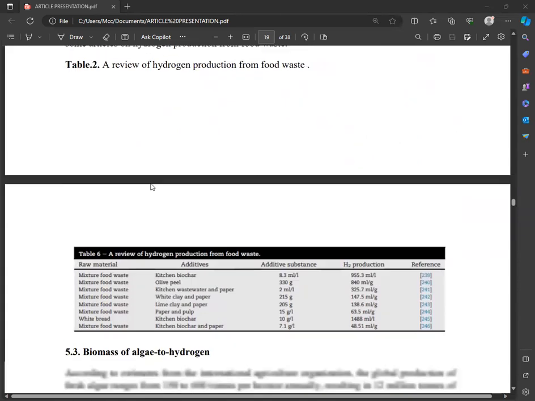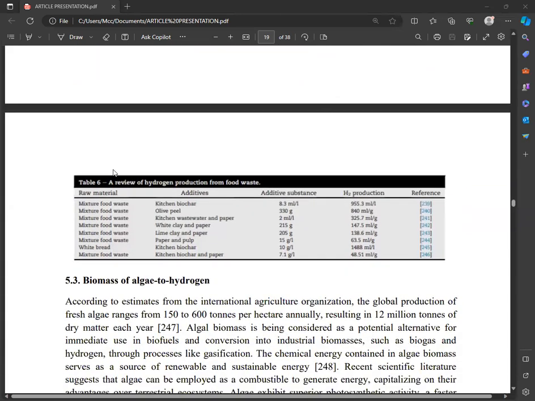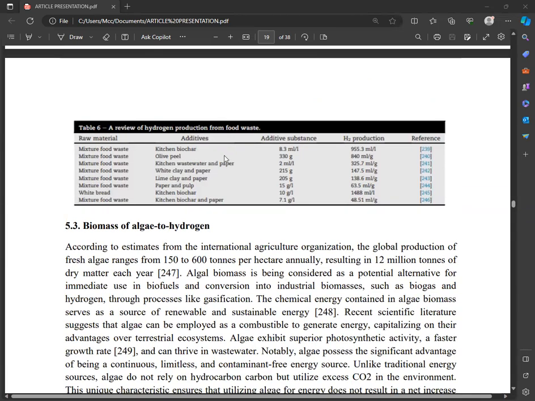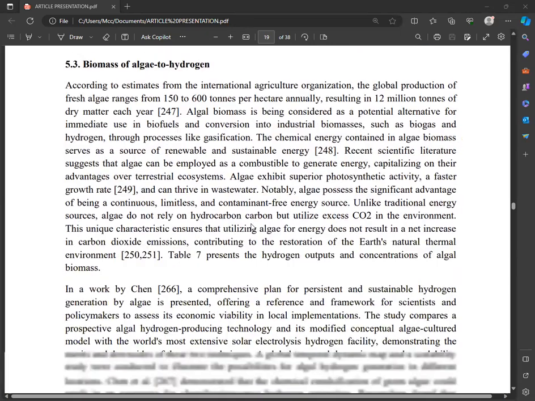This is a review table of hydrogen production from food waste. First, from kitchen biocare, we can produce 955.3 milliliter of hydrogen. From olive peel, we can produce 840 milligram of hydrogen. From waste water and paper, we can produce 325.7 milliliter of hydrogen. From lime clay and paper, we can produce 138.6 milligram of hydrogen. And from kitchen biocare and paper, we can produce 480.51 milligram of hydrogen.